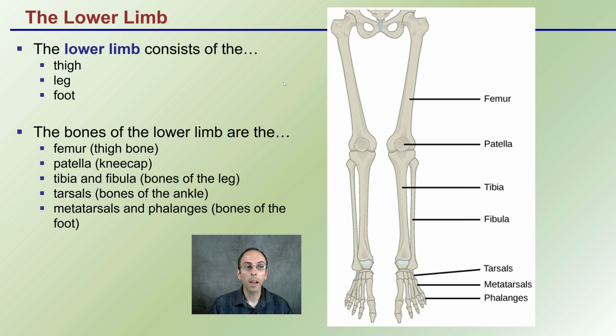They consist of the thigh, the leg, and the foot. So the bones of the lower limb are the femur, the patella, the tibia and fibula, the tarsals, metatarsals, and phalanges. Now those might be terms you might be familiar with or may not be. The femur is basically your thigh bone, patella is your kneecap, tibia and fibula are the bones of the lower leg, tarsals are the bones of the ankle, and metatarsals and phalanges are bones of the actual foot.